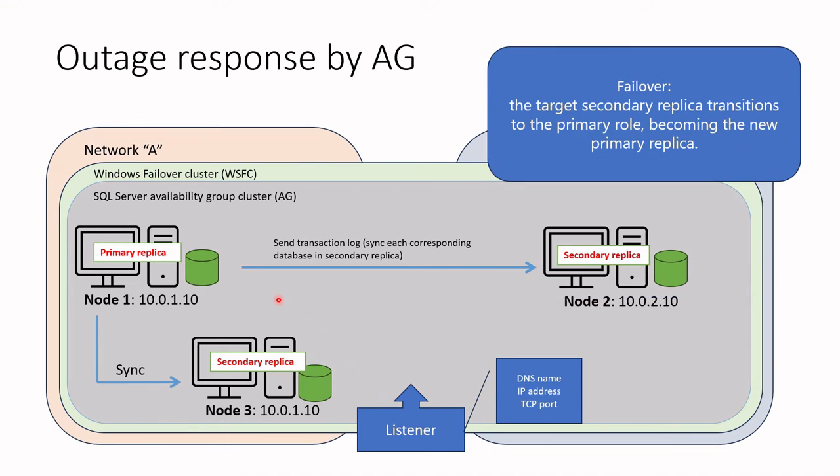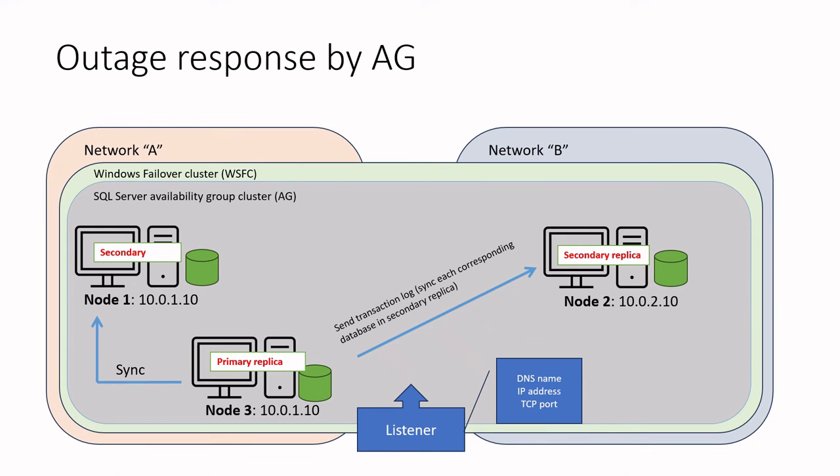There is a concept in AG cluster called failover. During failover, the target secondary replica transitions to the primary role, becoming the new primary replica. For example, in our case, suppose an outage happened with node 1 and failover happened to node 3. As a result, node 3 becomes primary, brings its database online as the primary database, and clients are automatically directed to this new primary replica if you have a listener.